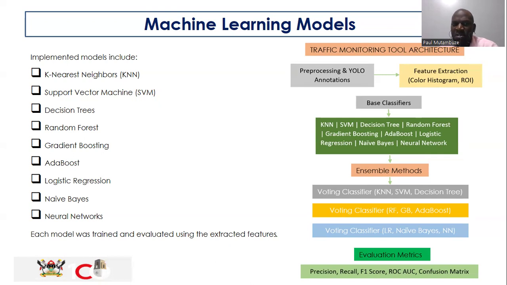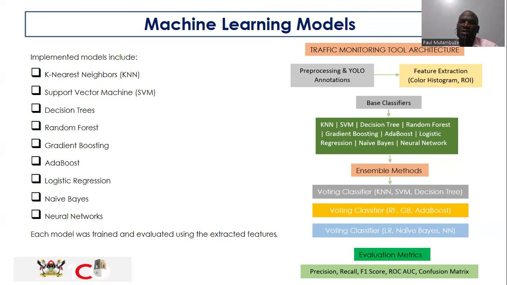A brief explanation of the KNN. KNN is a simple, instance-based learning algorithm that classifies a sample based on the majority class among its nearest neighbors. Then the SVM finds the optimal hyperplane that separates different classes in feature space.